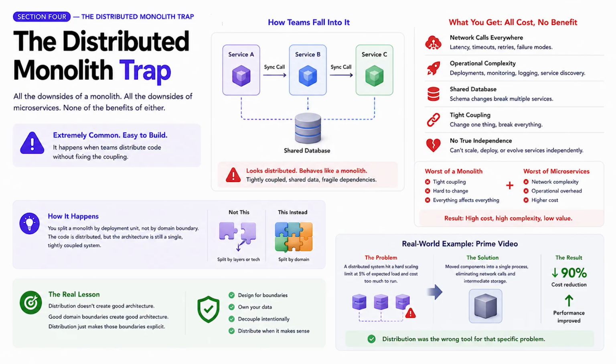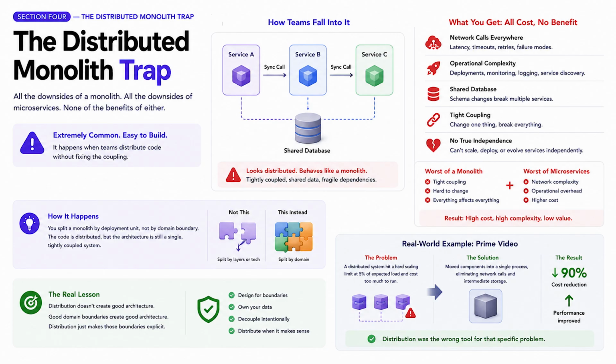There is an architecture that combines all the downsides of a monolith with all the downsides of microservices, while delivering the benefits of neither. It is called the distributed monolith, and it is extremely common. Here is how teams fall into it. They split their code across multiple services, but they never fix the underlying coupling. Service A calls service B synchronously. Service B calls service C. They all share the same database.